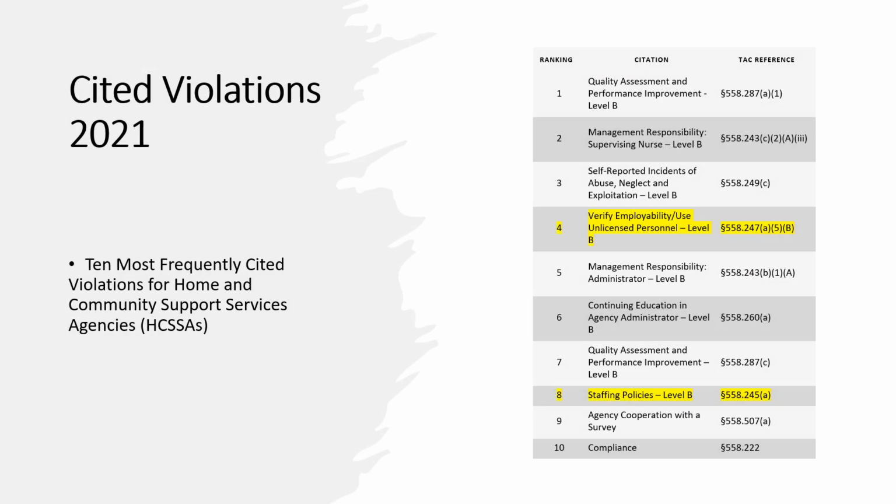Okay, in 2021, these are the 10 most frequently cited violations for home and community services agencies. According to the Texas Health and Human Services Commission, this is the information that they compiled from all the citations and fines that were given out to home care agencies. This list shows you the top 10. As you can see, number 4 was verify employability and use of unlicensed personnel. That was number 4 on the list for 2021. Number 8 on the list was staffing policies.